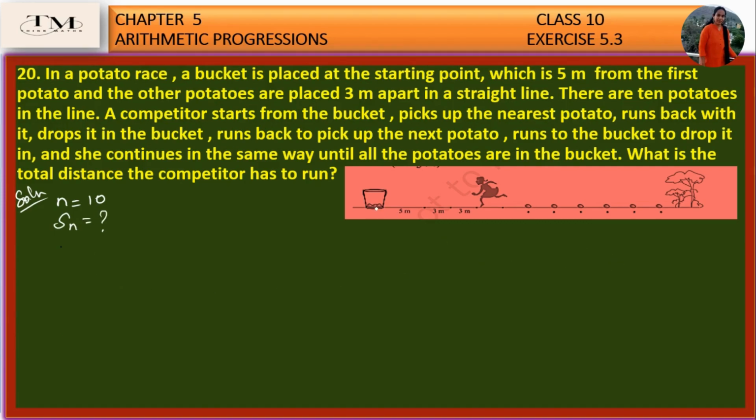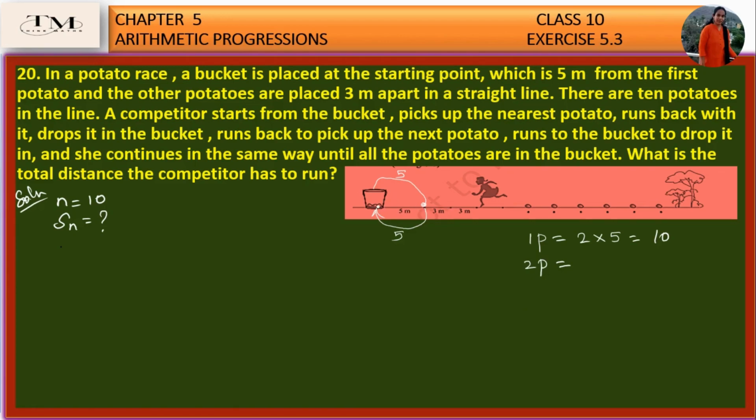Now the bucket is here. The person should start from the bucket and pick up the potato. The potato is 5 meters away. So she has to travel 5 meters, take the potato and go to the bucket. So again she has to travel 5 meters. So for putting the first potato, she has to travel 2 times 5 meters, so it is 10.